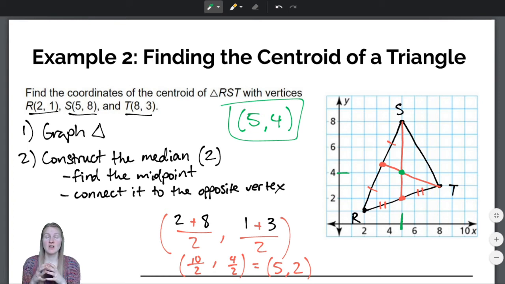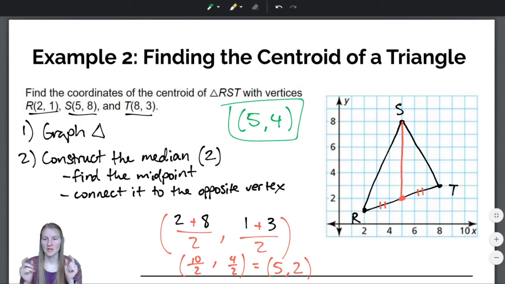Now, there is another way that we could have done this, because what if we didn't draw this median perfectly? What if we drew it a little bit wrong and it looked like it crossed, you know, what if we curved it or something and it didn't look like it crossed in the right place? I don't know. So there is another way that we can do this problem, and that is if I find one median. So let's get rid of the median on RS, because that one was hard to find. Let's use the easy median that we found.